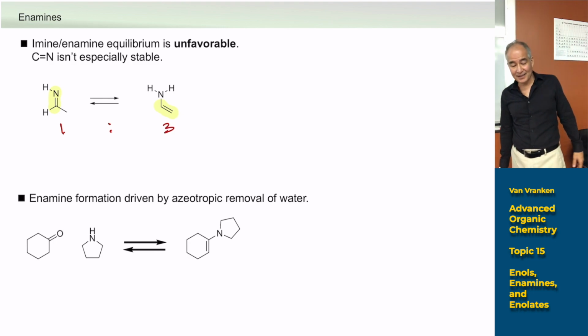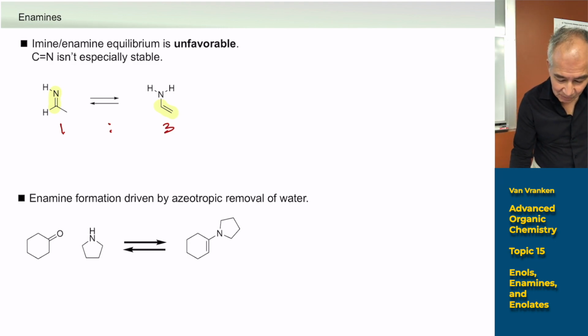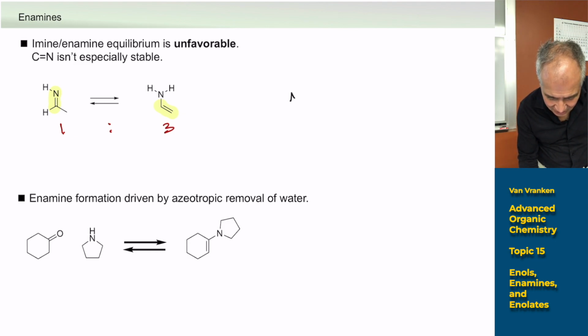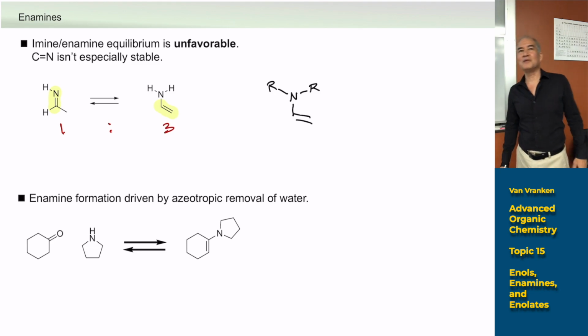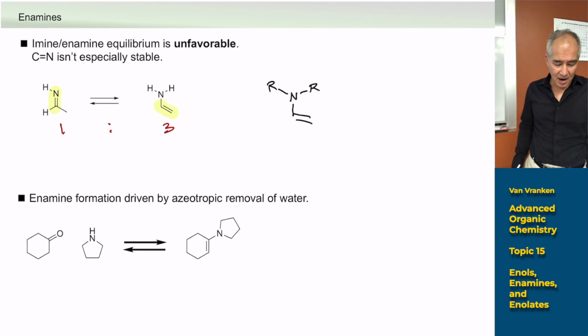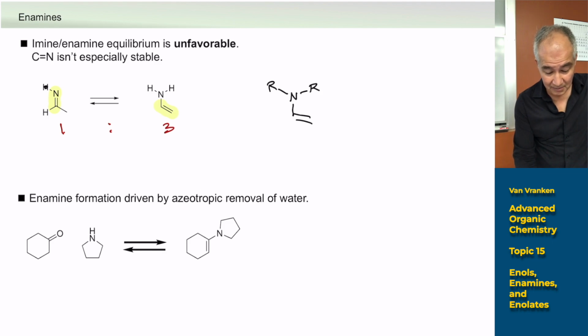If you want to isolate an enamine, what you have to do is make a species that can't undergo this tautomerization. So this would typically be what an enamine looks like. You put R groups on there that cannot be deprotonated to form an imine. That's what you do if you want an enamine. And likewise, if you want an imine, you'll start with amines that have only one R group instead of that H. So whenever you're trying to make imines, usually you've got enamines floating around. And if you're trying to make enamines, you usually have imines floating around.